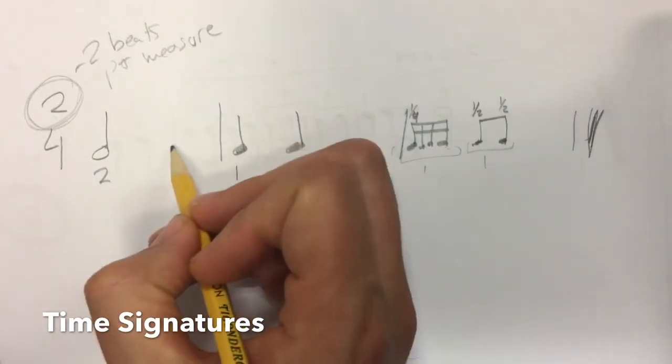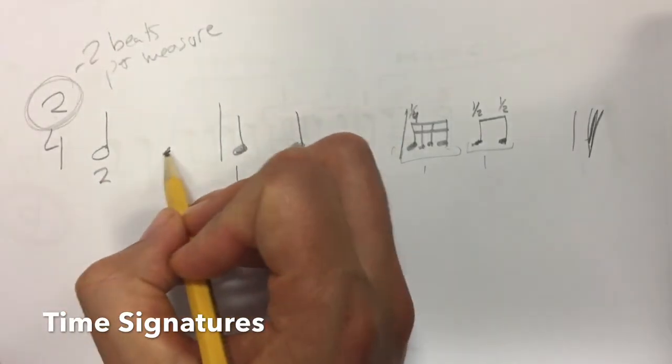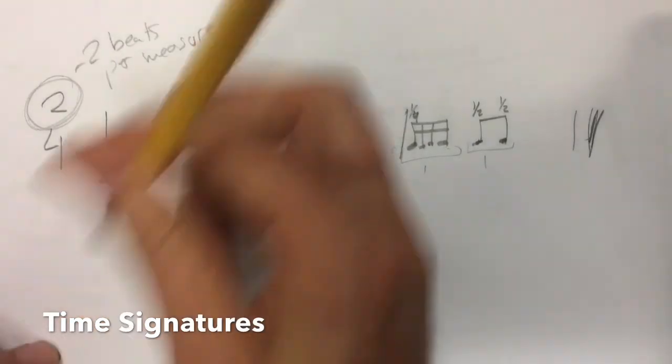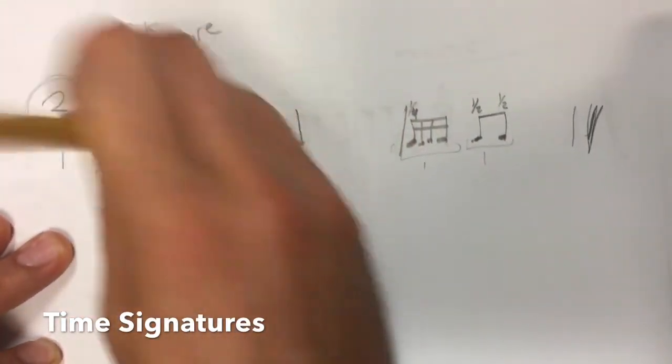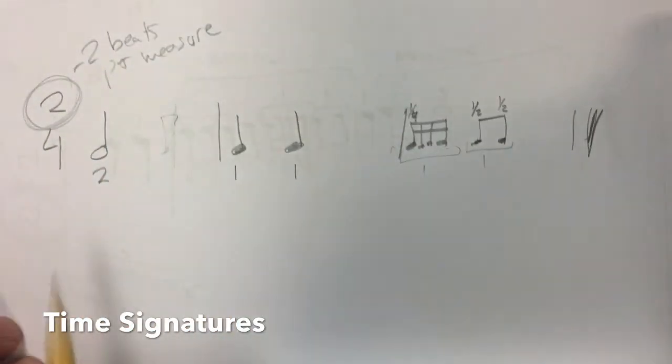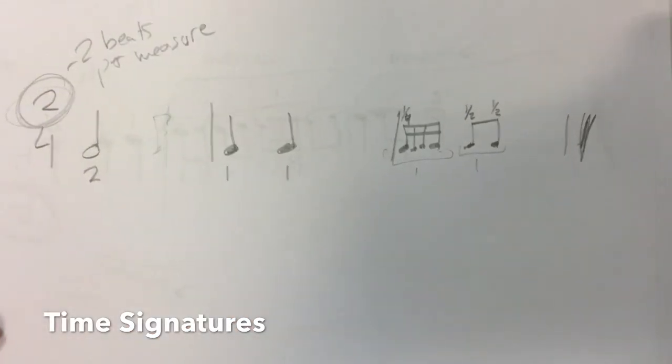It can never be, it can't even be 2.5 beats. You know, it can't even be that. It can't be anything less than 2 beats. It has to be exactly 2 beats if I'm doing 2 beats per measure. So that's how time signatures work.